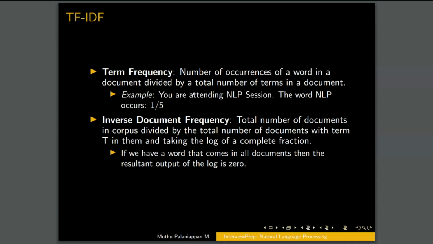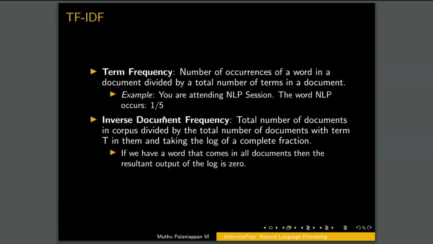For example, if you take the word attending, you can define the formula as the number of times the word attending occurs in the text, divided by the total number of terms, or total number of words, present in the document. So in this case, it's going to be 1 by 5, because the word attending occurs only one time in the whole text.